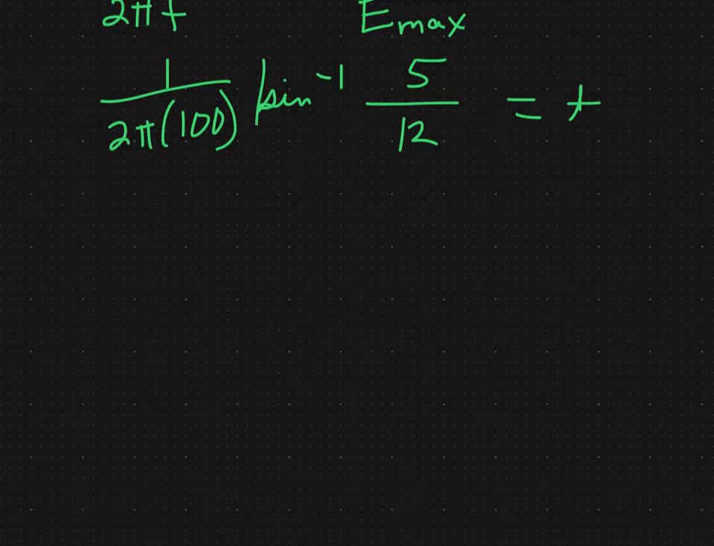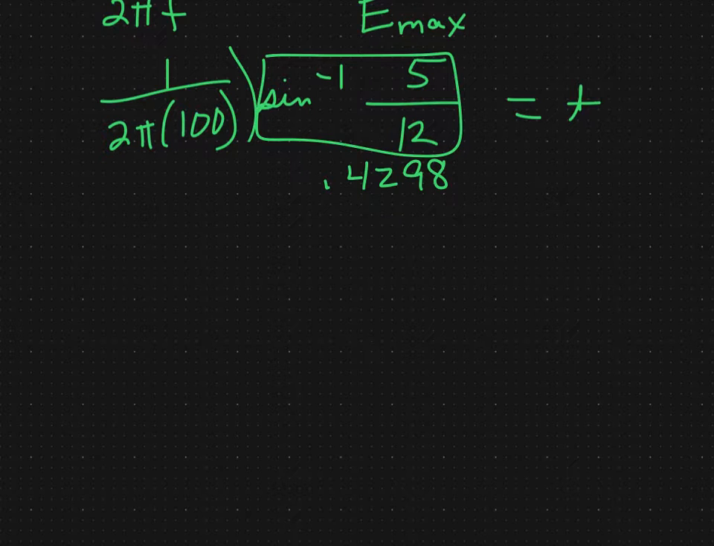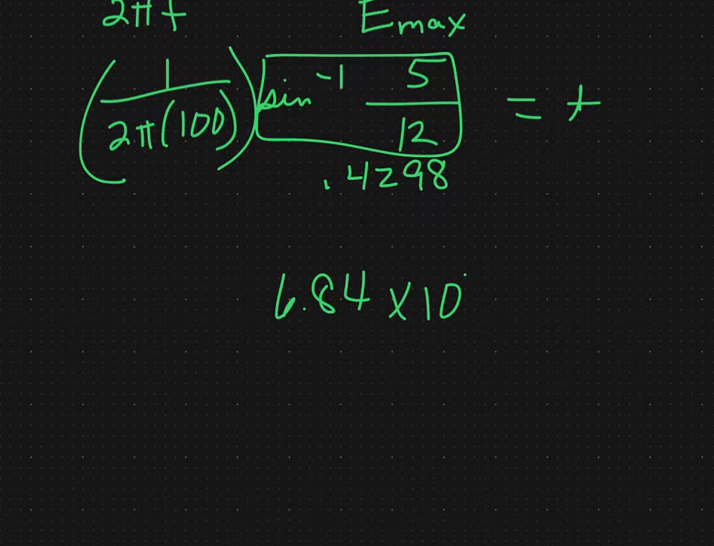0.4298 is what it rounds to. And I'm multiplying that by this fraction. When I multiply that by the numerator, I'll just get 0.4298, and then I'll need to divide by 2 pi times 100. So that's what I'm going to do. So if I divide by 2 times pi times 100, all in parentheses, I get 6.84 times 10 to the negative 4 is equal to t.